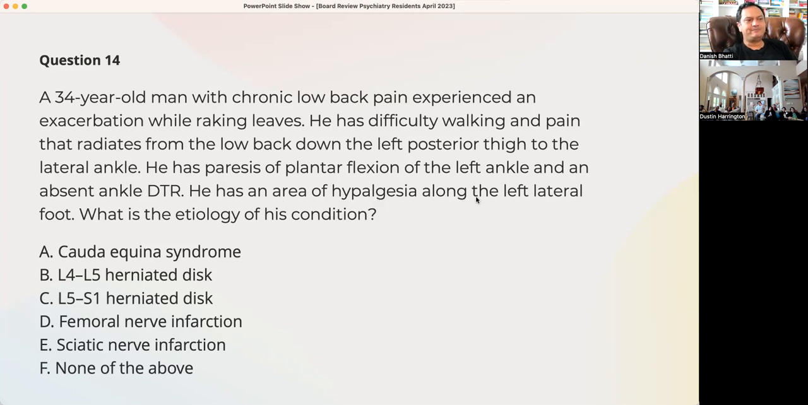He has an area of hypalgesia along the left lateral foot, the outer foot, that goes more for S1. And that means that the two options here are L4-5 and L5-S1. The L4-5 disc herniation will compress the L5 nerve root. L5-S1 will likely compress the S1 nerve root. So between the two, right now, I will favor L5-S1 involvement.